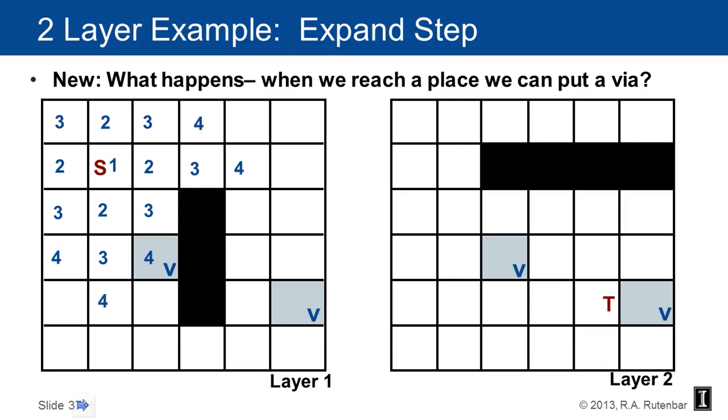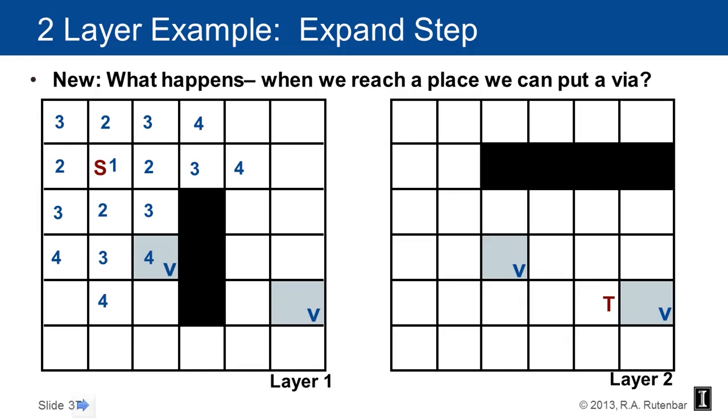And then we find all the paths that are 4 units in length. And that's another diamond expanding out from the source and sort of heading toward the bottom and the right of layer 1. And oh, look, something interesting happened. What happened? I hit a cell that's allowed to have a via. Okay, so what happens next?